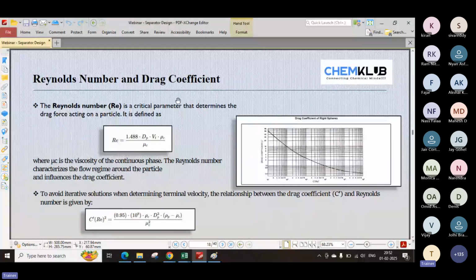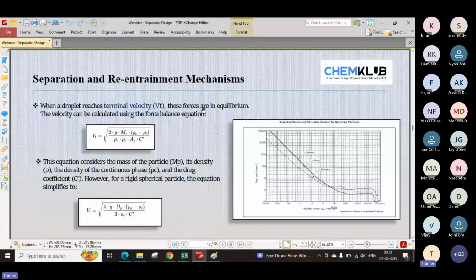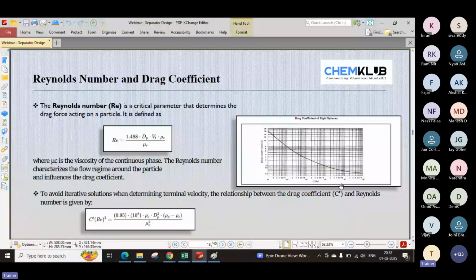You can calculate the drag coefficient directly by using this graph, where it is a function of Reynolds number and the type of the particle, whether it is a sphere, disk or cylinder. Then you can use this equation directly to calculate this C into Re factor, and then again you can go back and calculate the drag coefficient. However, at the same time, you can calculate the Reynolds number by using this formula, that is dp, the diameter of the particle, terminal velocity, density, and this is the viscosity of the continuous fluid.